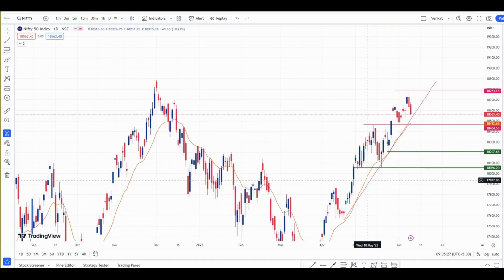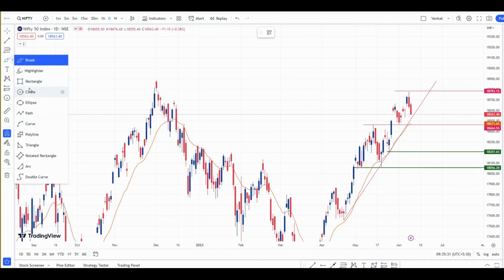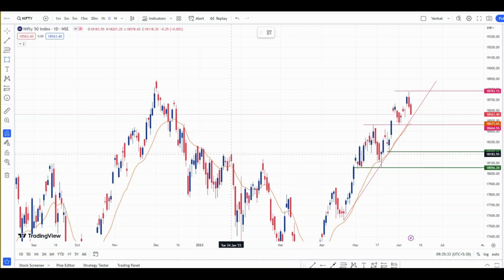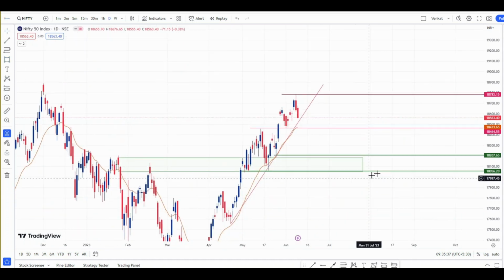And we can see where the major support is. Here you can see the major support is somewhere near this area. This complete area will act as support for Nifty. What is this area? This area is anywhere between 18,000 to 18,200. This area will act as support for Nifty in the coming weeks.